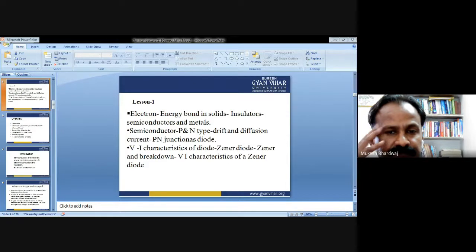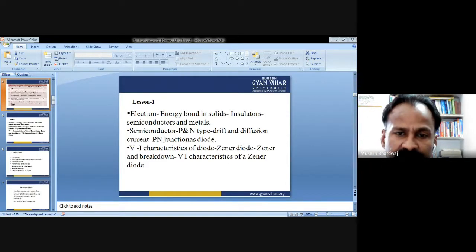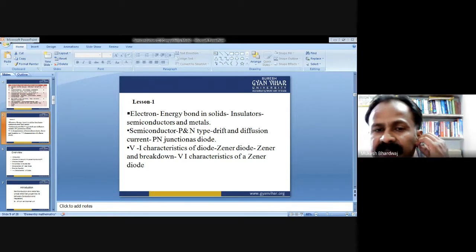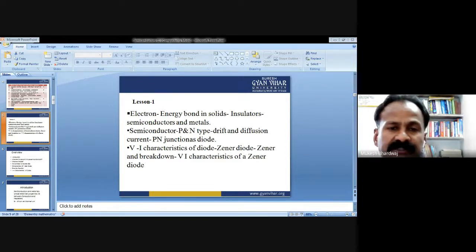Now, we start with the first topic, the difference between conductors, semiconductors, and insulators. Before starting that, first of all, we know that every material is made up of smallest particles known as electrons, protons, and neutrons. So we start our topic from the electron, energy bands in solids, insulators, semiconductors, and metals.